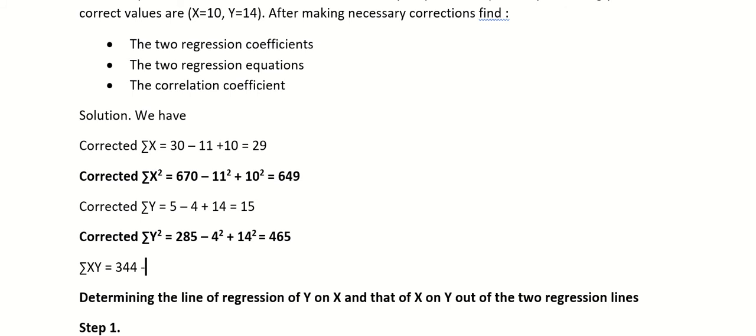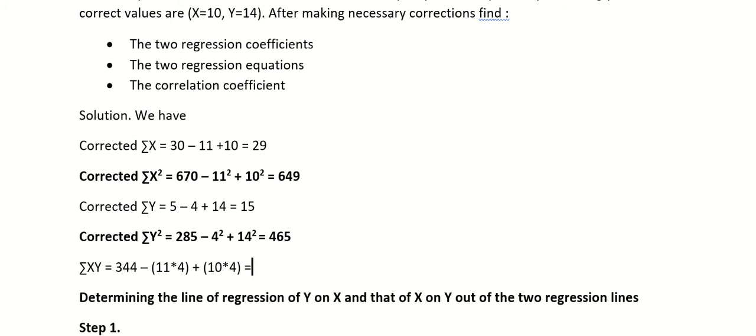So the wrong value is 11, right? So we need to calculate the product of wrong values. 11 and 4 are wrong values. So 11 into 4 we will deduct, plus the product of right values will be added. The right values are 10 into 4.